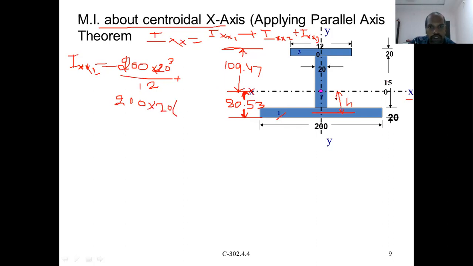h square is the distance from here to here. How do we find this distance? This distance is 10, because the centroid lies at half of 20. From here also it is 10, because it is symmetrical. This rectangle is also symmetrical, so the centroid lies at a distance of half, 20 by 2, that is 10 mm from here and 10 mm from here. So this will be 10 from here to here. And what is it from here to here?